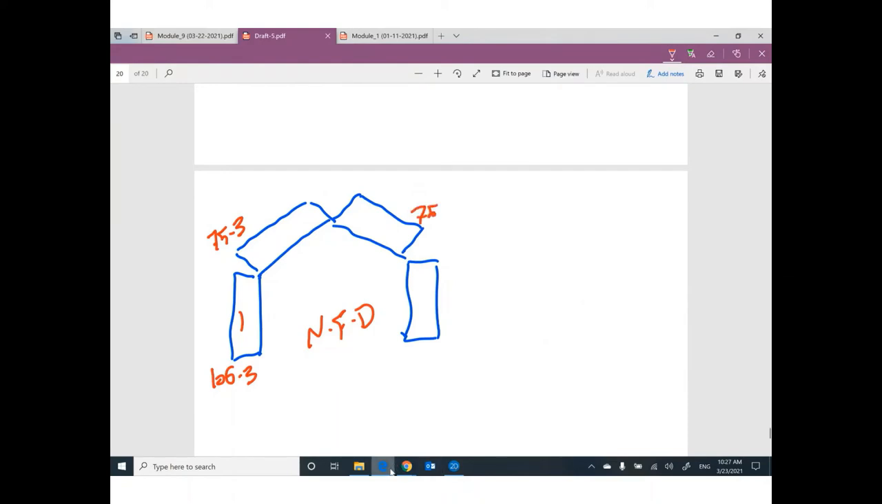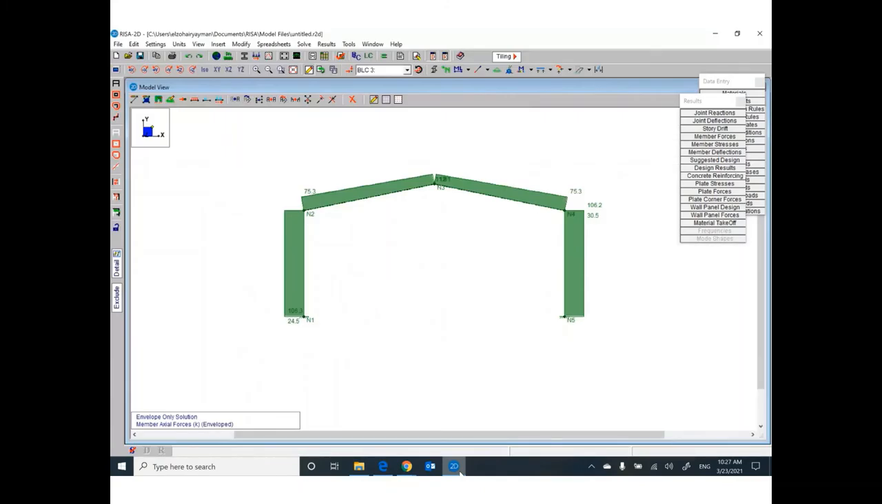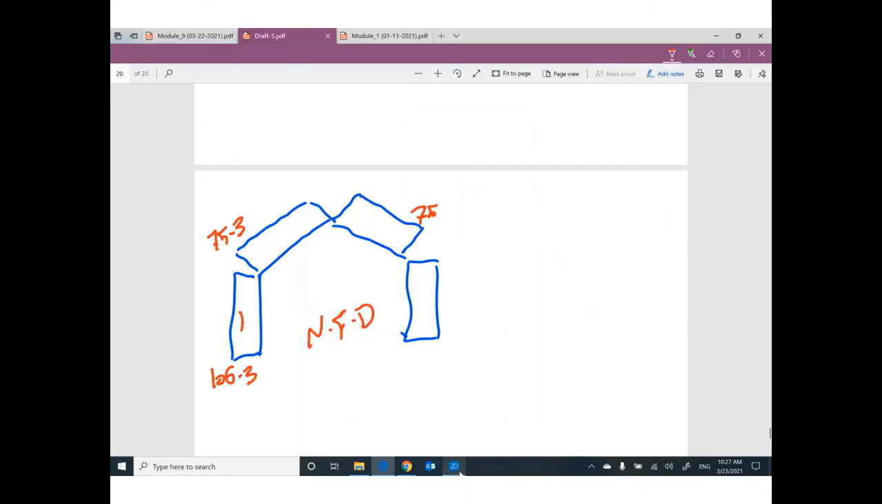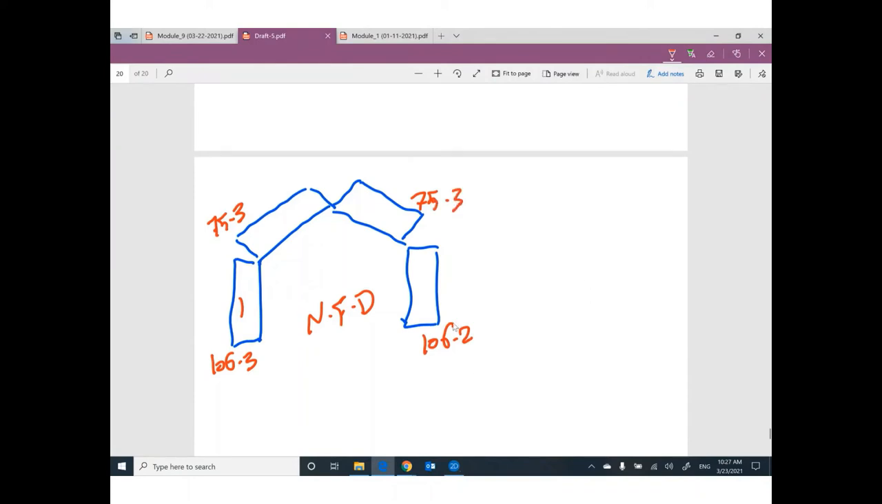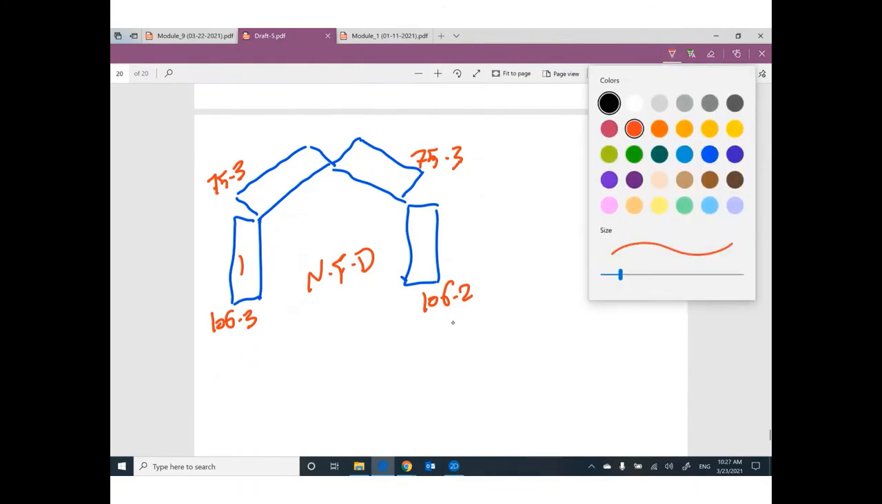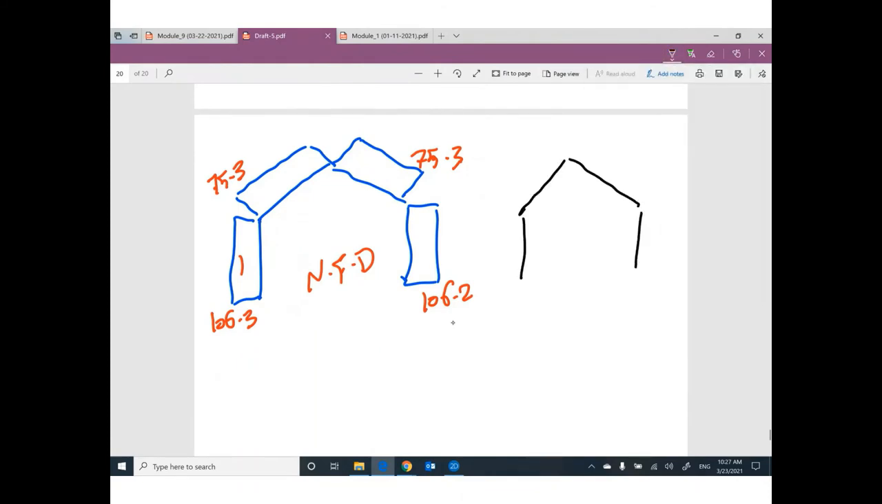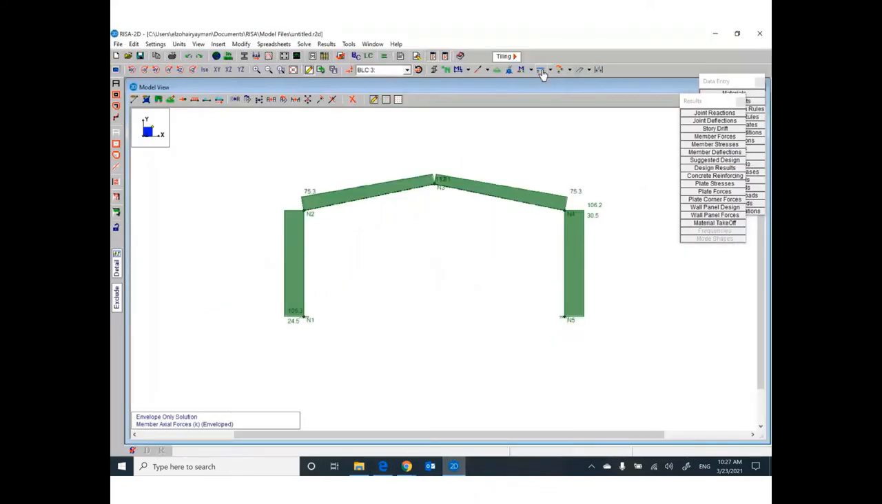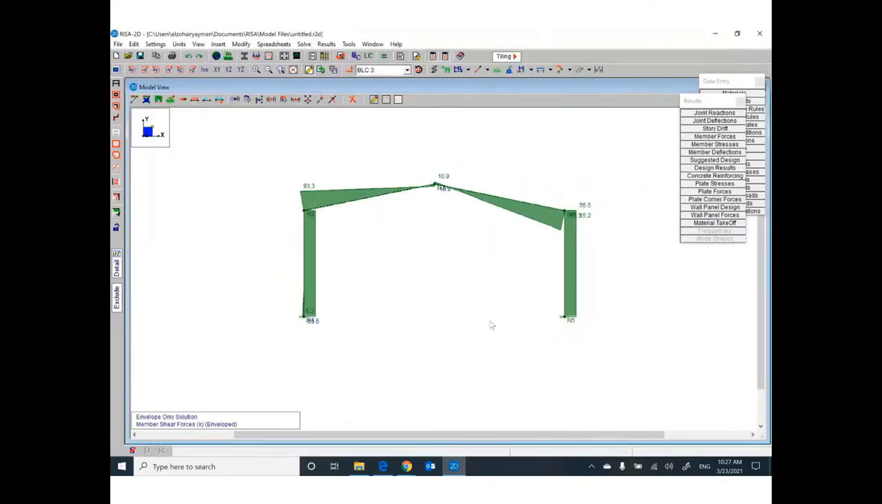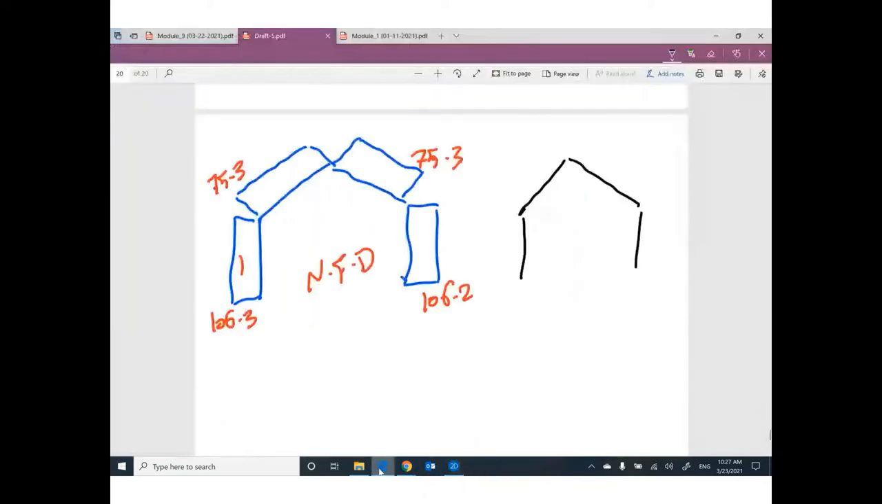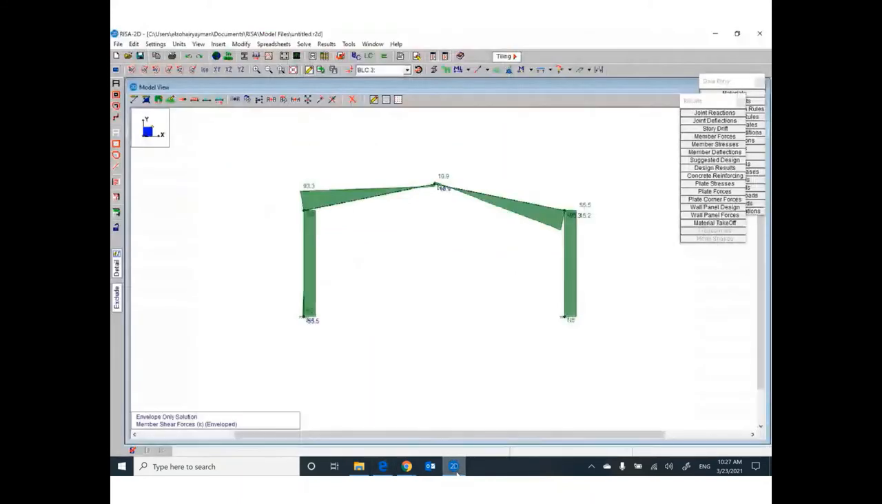Wait. 75.3. Yeah, it's 106.2. This is for normal force. The same frame has shear force diagram. There you go. This is the shear force diagram. The value here, the value here. How much?